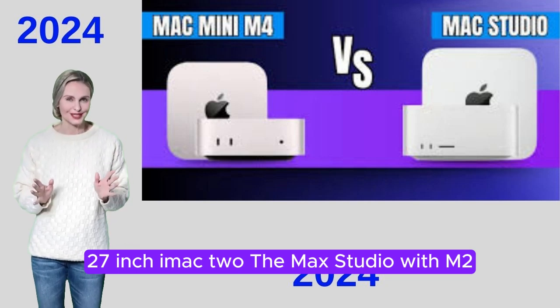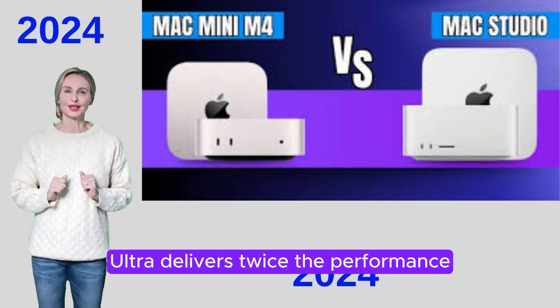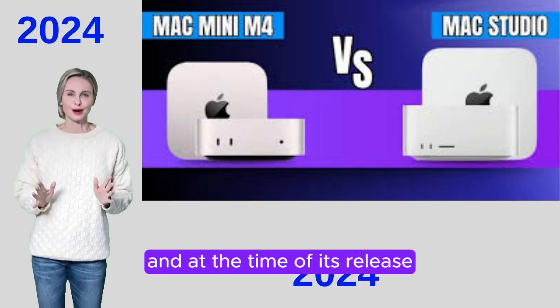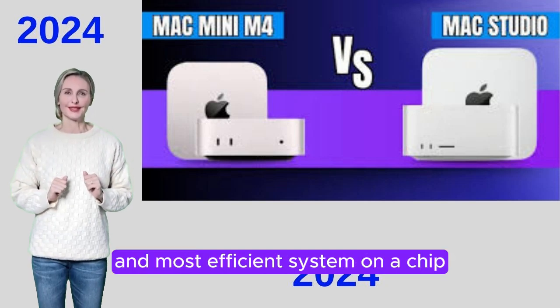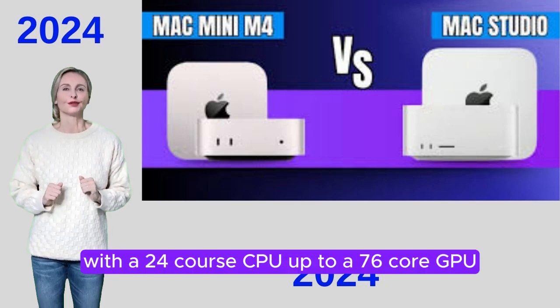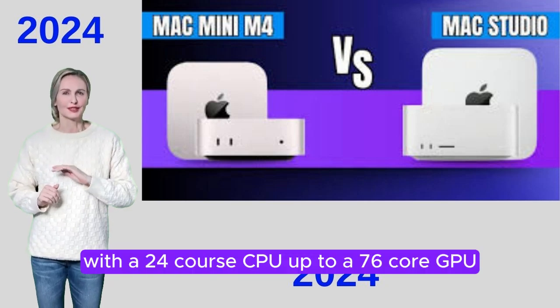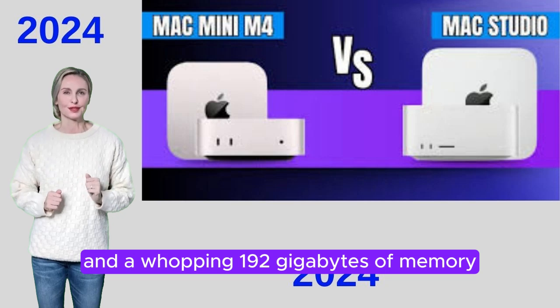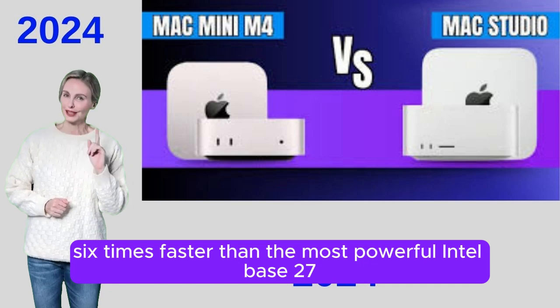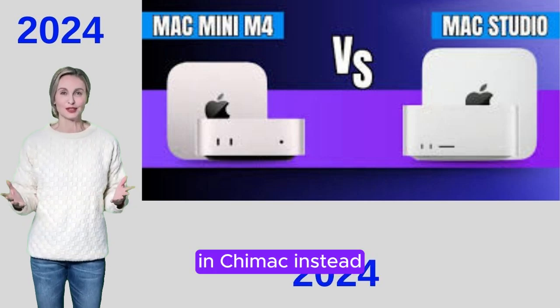The Mac Studio with M2 Ultra delivers twice the performance and capabilities of the M2 Max, and at the time of its release was Apple's largest and most efficient system on a chip, SoC. With a 24-core CPU, up to a 76-core GPU, and a whopping 192 GB of memory, it promises to be 6 times faster than the most powerful Intel-based 27-inch iMac.